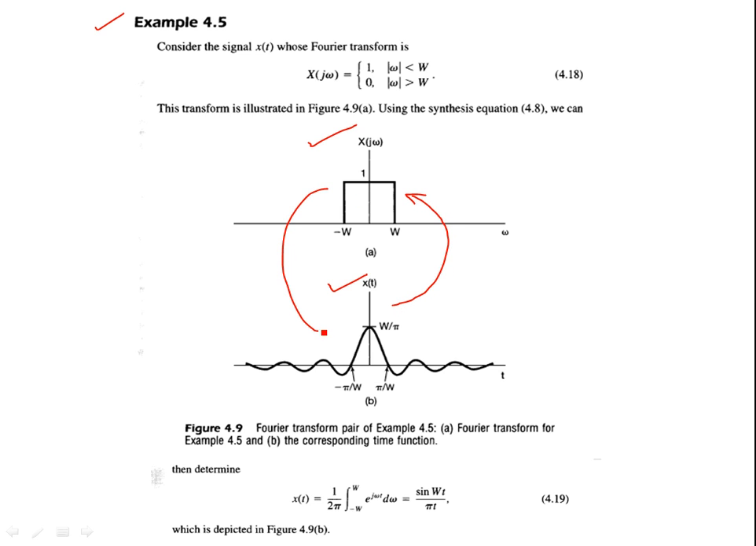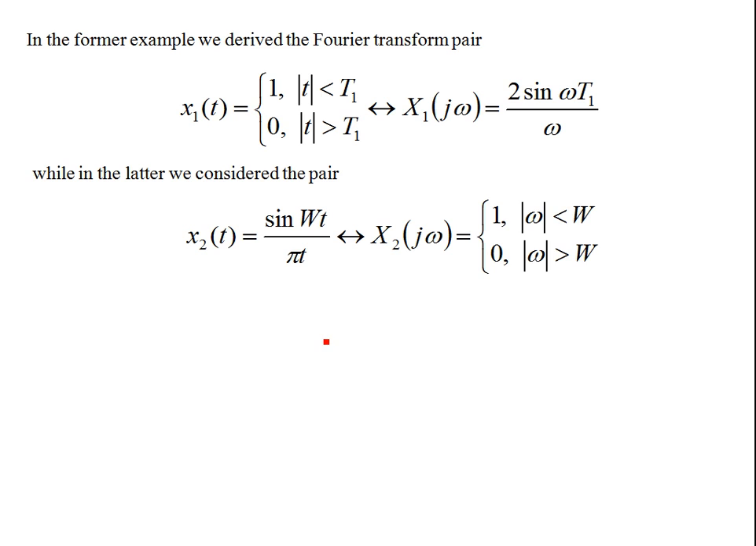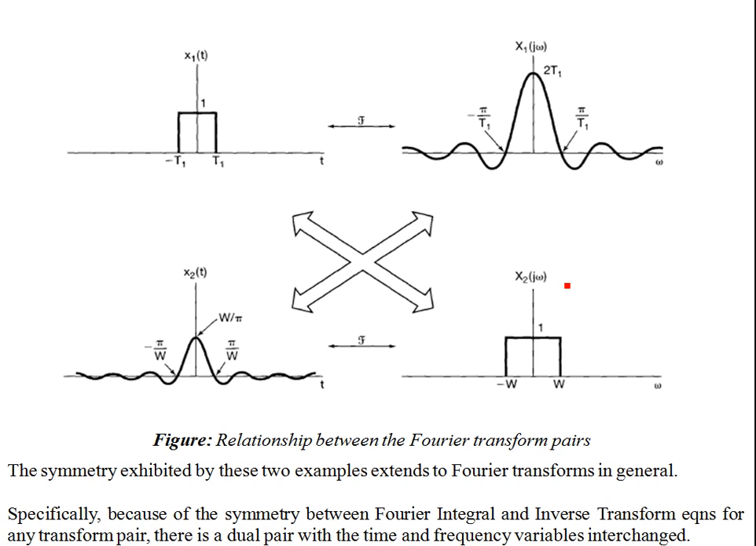So these are the duals, right? These are the Fourier duals. In the formal example, we derive the Fourier transform pair. If you have x(t) as a rectangular pulse like this, the Fourier transform is a sinc function. If you have a sinc function in the time domain, you have a rectangular pulse in the transform domain. So this is duality, right?